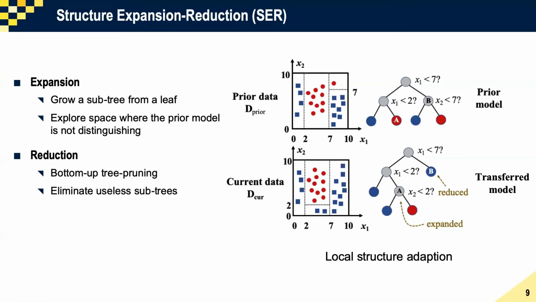After expansion, the algorithm performs a bottom-up reduction procedure for the entire tree. For each non-leaf node, STER measures whether each subtree is necessary. If pruning the subtree leads to a smaller error, then the subtree is pruned. For example, here, the prediction error of the subtree rooted at node B is larger than the error resulting from B becoming a leaf node. Therefore, this subtree is pruned.